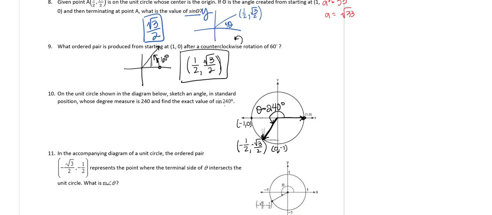So I need sine. Remember, sine is my y value. So I'm going to say sine of 240 degrees equals negative square root 3 over 2.